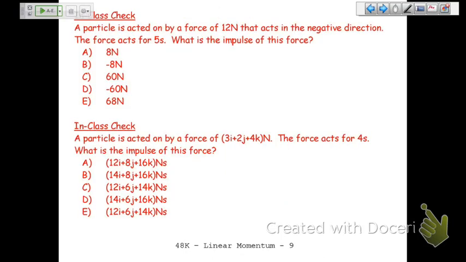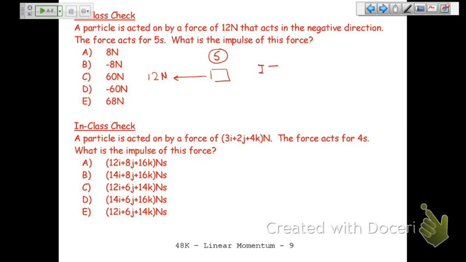Did we do these last time? I can't remember. A particle is acted on by a force of 12 newtons that acts in a negative direction. The force acts for 5 seconds. What's the impulse? I'll do them anyway. So we have this particle, force of 12 newtons that acts in a negative direction. I do my forces in line with the object. I do my velocities and my accelerations above or below. That's my shorthand. And I put my time in a little round clock: 5 seconds. And then what's the impulse?